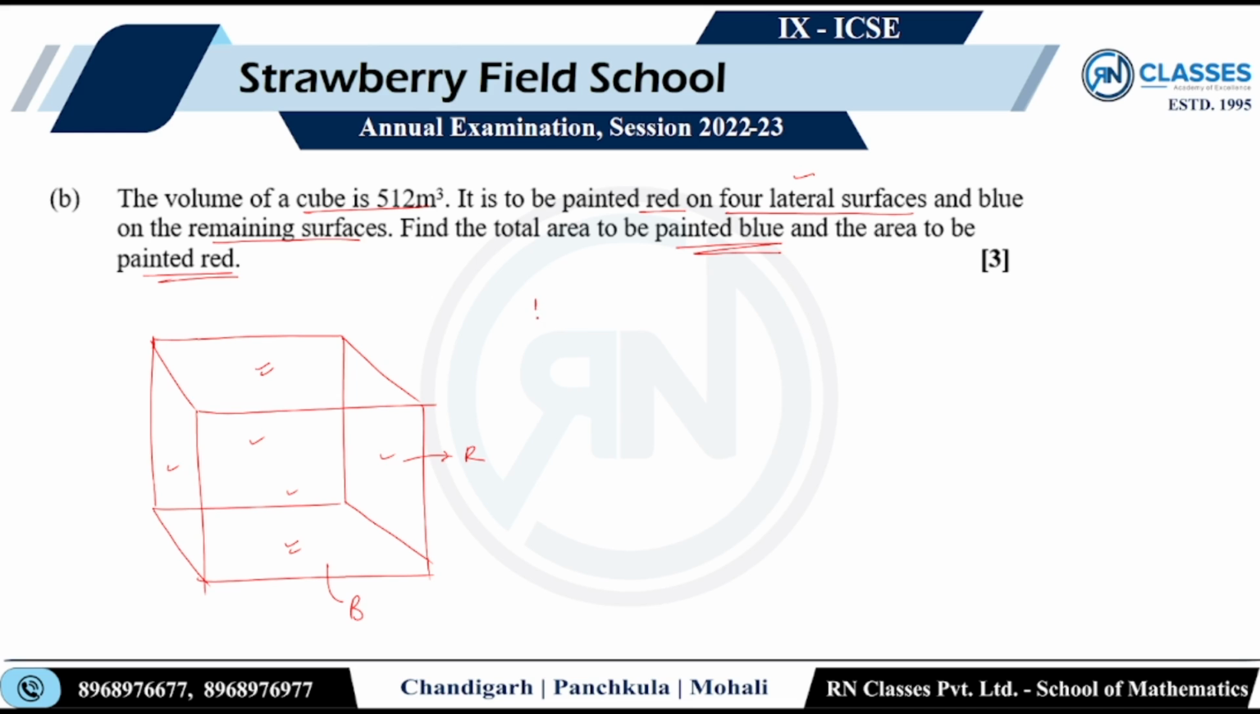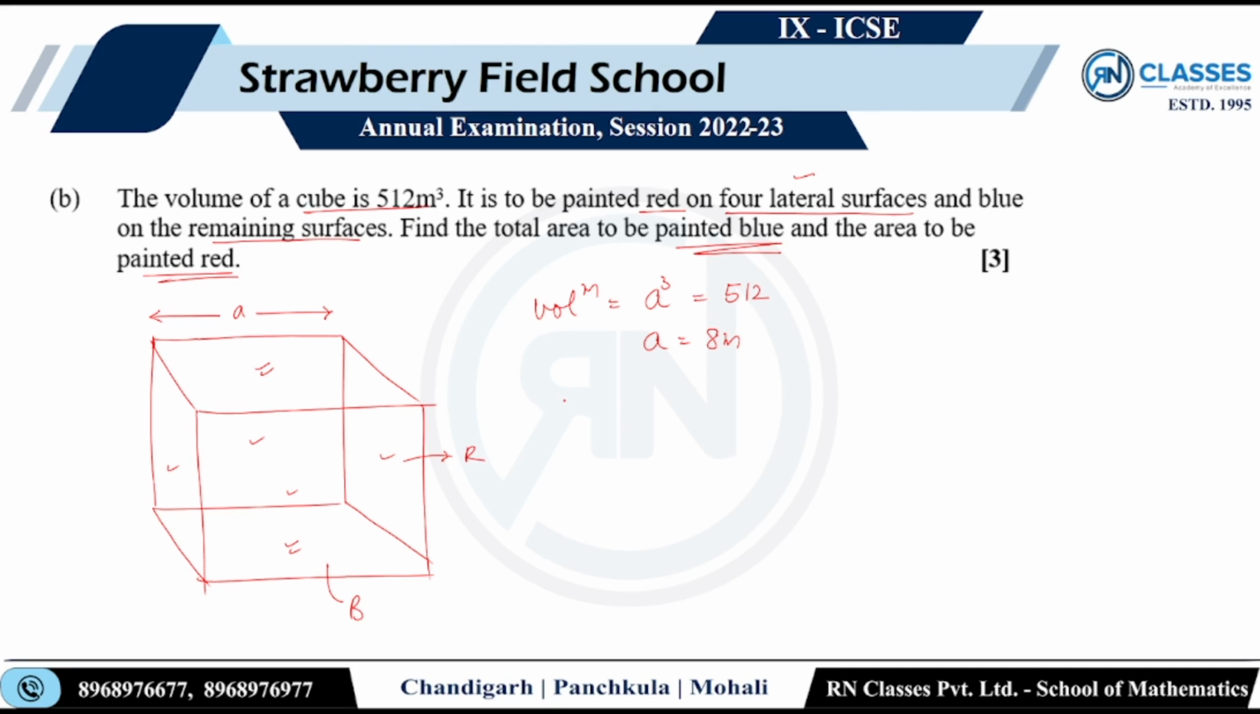वॉल्यूम ऑफ क्यूब दिया हुआ है. नाउ आई कैन ऑल्सो फाइंड द साइड. Volume of a cube, if the side is a, मैं यहाँ पे a लिख लूँ. Let the side be a. So volume of a cube is equal to 512. So a की वैल्यू कितनी आ जाएगी? That is 8. अब ये तो आ गया 8 meters.